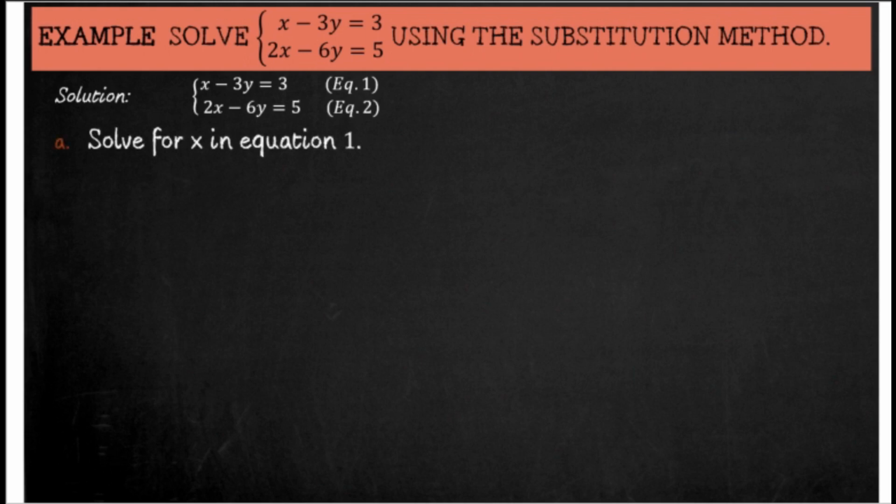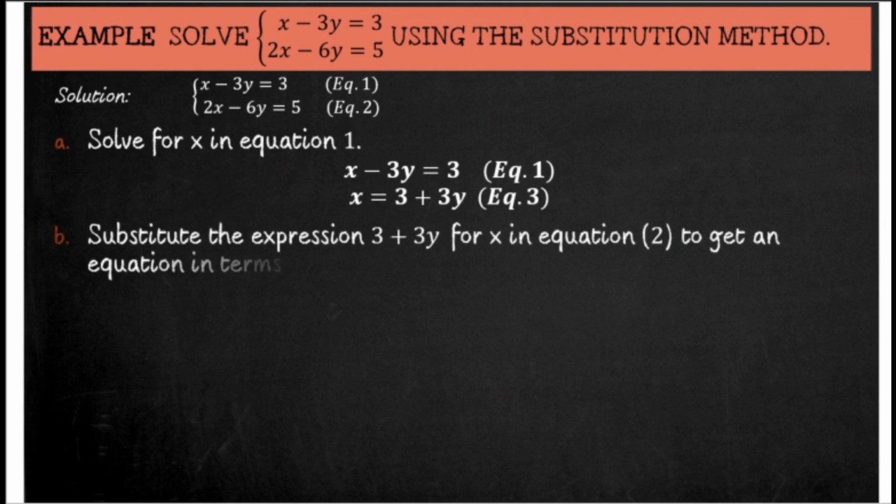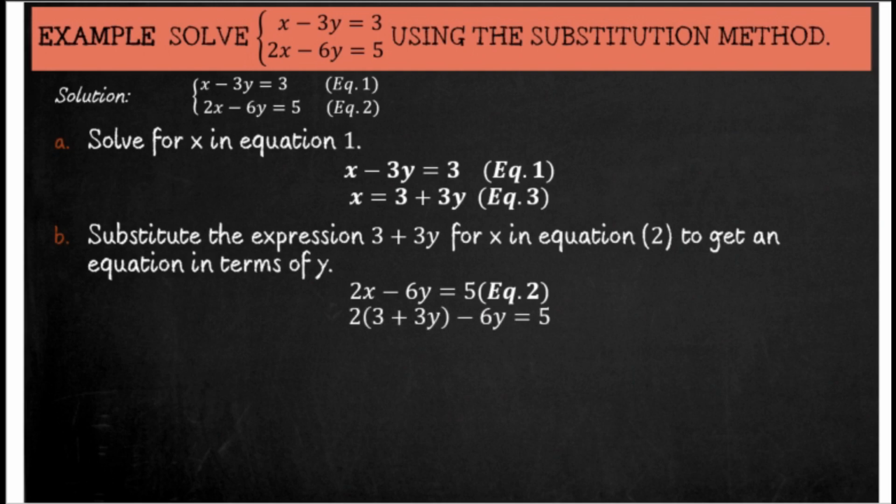Now solve for x in equation 1. We have x equals 3 plus 3y, and that will be our equation 3. Next, substitute the expression 3 plus 3y for x in equation 2 to get an equation in terms of y. Our equation 2 is 2x minus 6y equals 5. In here, we will substitute 3 plus 3y in place of x in equation 2. We have 2 multiplied to the sum of 3 plus 3y, minus 6y equals 5.